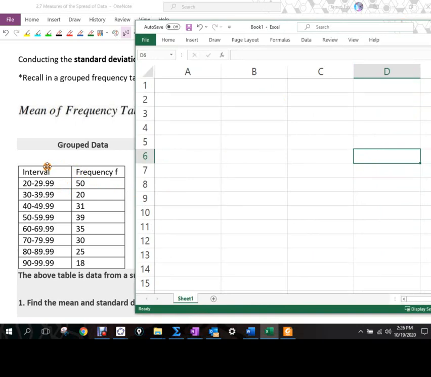Okay, if I look at my intervals here for my class, our midpoint exists at the halfway point, right? Okay, so how do I find the midpoint between 20 and 29.9? Do you remember how to do that? Add and divide by 2. So I get that for the midpoint of that first interval.